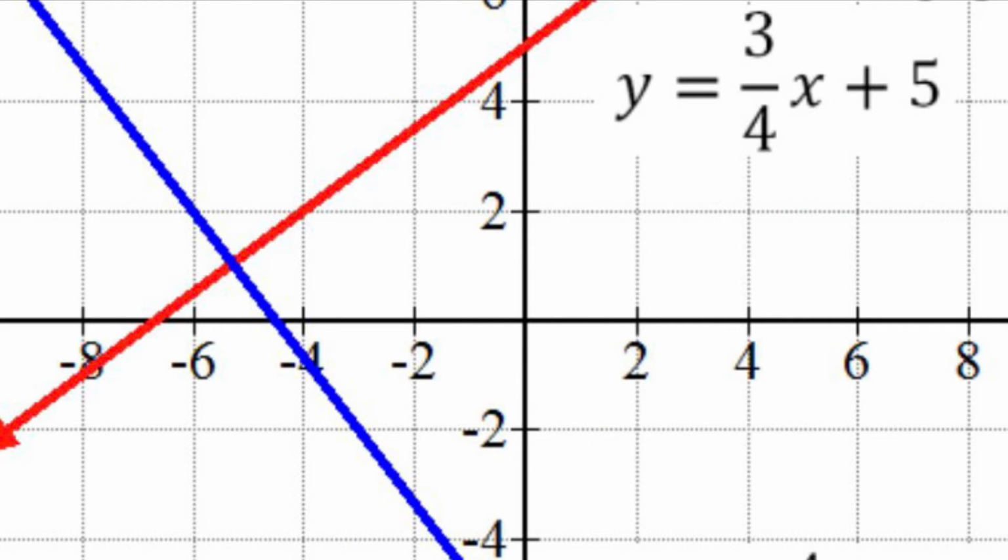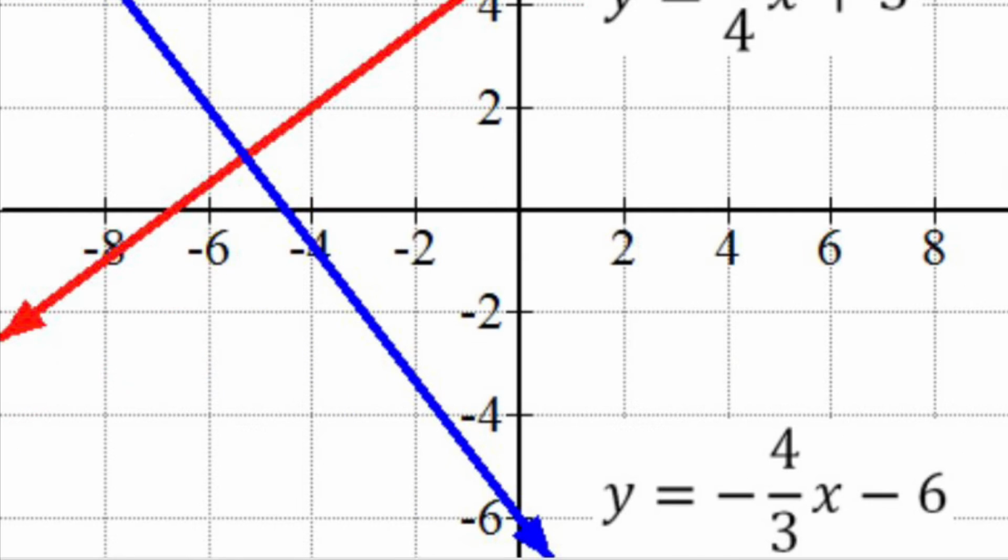Here's another example. I have two lines, the red line and the blue line. The red line has slope 3 over 4. If the blue line is perpendicular, then the slope should be the negative reciprocal. So instead of positive 3 over 4, it should be negative, and instead of 3 over 4, it should be 4 over 3. And when I look at the equation for the blue line, we see that it's negative 4 over 3, which means that the red line and the blue line are perpendicular.